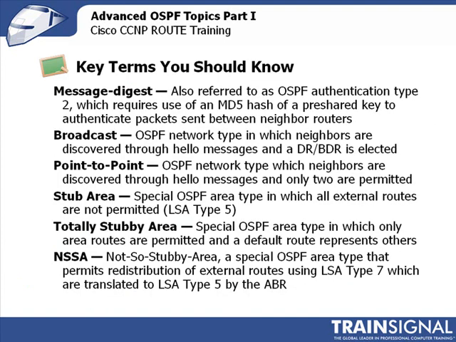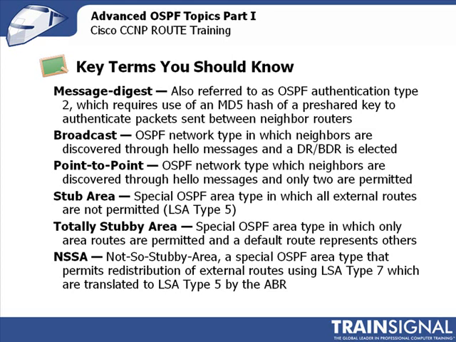So some terms to be aware of. Message digest is also referred to as OSPF authentication type 2. It requires the use of an MD5 hash of a pre-shared key to authenticate packets sent between neighbor routers. Broadcast is an OSPF network type in which neighbors are discovered through hello messages and a designated router and backup designated router are elected. A point-to-point network is a network type in which neighbors are discovered through hello messages, but only two neighbors are permitted, and there's no DR/BDR election.